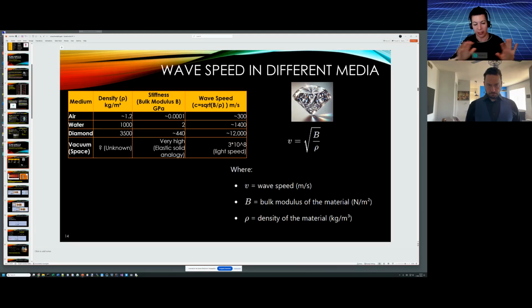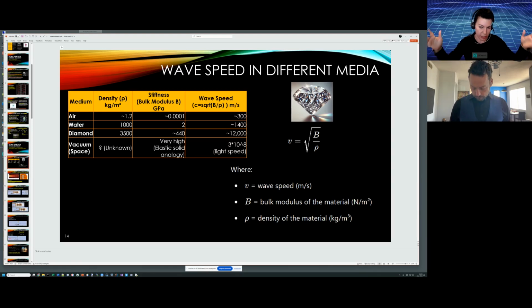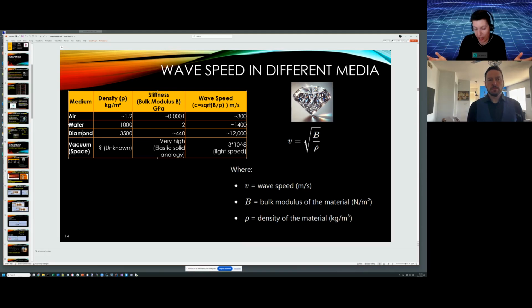If we keep the density the same, there's a wave speed in water, for instance. The speed of sound has a certain velocity, assuming same pressure and all that. In diamond, which is pretty stiff, you have a really large wave speed, like 12,000 meters per second. That's pretty large. Now, of course, in our case, the speed of light is much larger even.